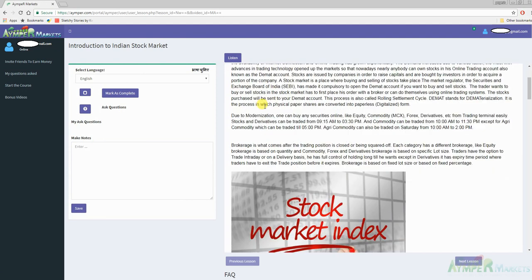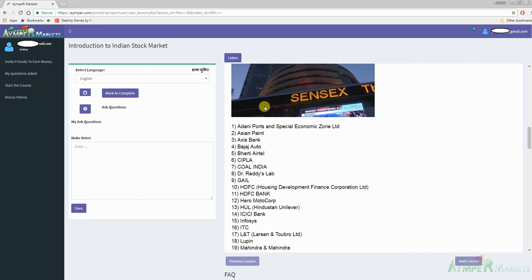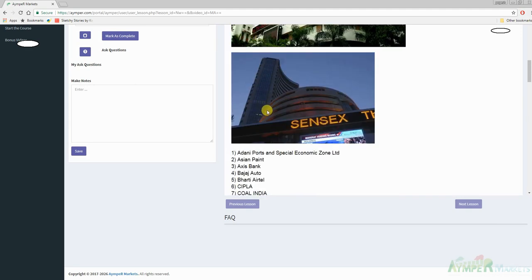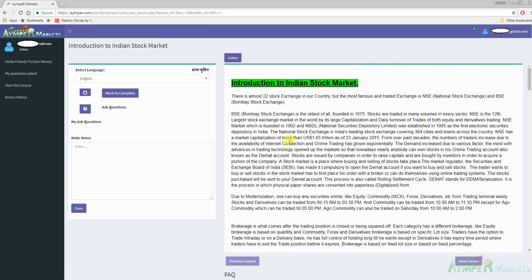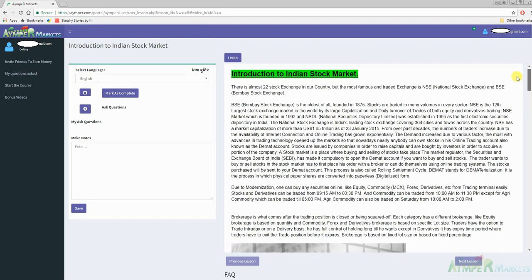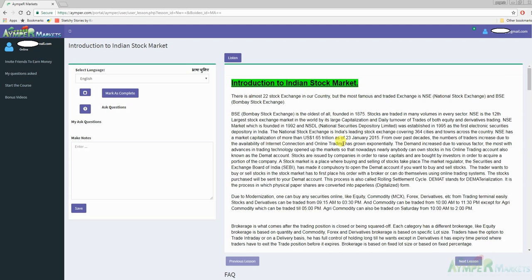Now there is a written explanation of the entire topic. Now the best part over here is, until you complete the entire topic, that is introduction to the Indian stock market, you cannot move forward. Once you have understood thoroughly, you think that you have completed this subtopic of introduction to the Indian stock market, all you have to do is click over here, completed.